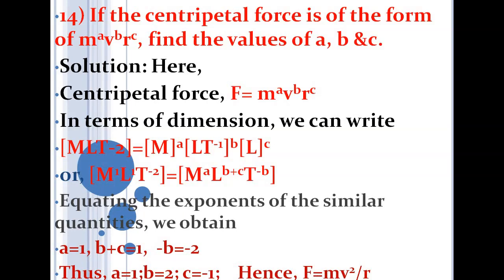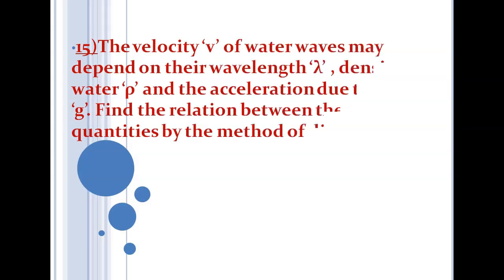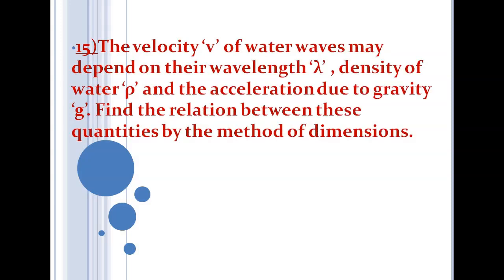In this way we can find the values of a, b, c using the dimensions or simply physical relation. Okay, let's see one more problem. The velocity v of water waves may depend on the wavelength lambda, density of water rho, and the acceleration due to gravity g. Find the relation between these quantities by the method of dimensions.